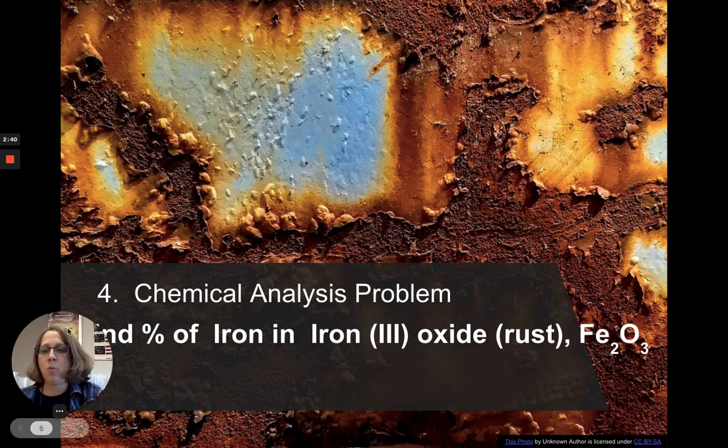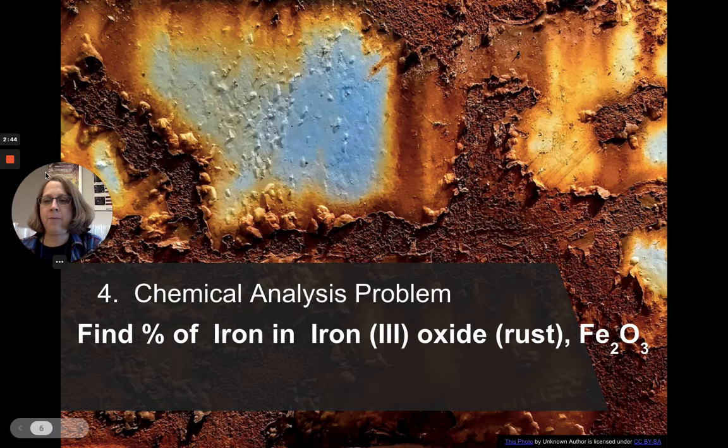All right, so we're going to do some chemical analysis problems. Here's our first chemical analysis problem. Again, as I told you, iron 3 oxide is just rust. So we're going to find the percentage of iron, the mass of iron that is in iron 3 oxide. What percentage of rust is actually iron? And we're going to apply this equation.